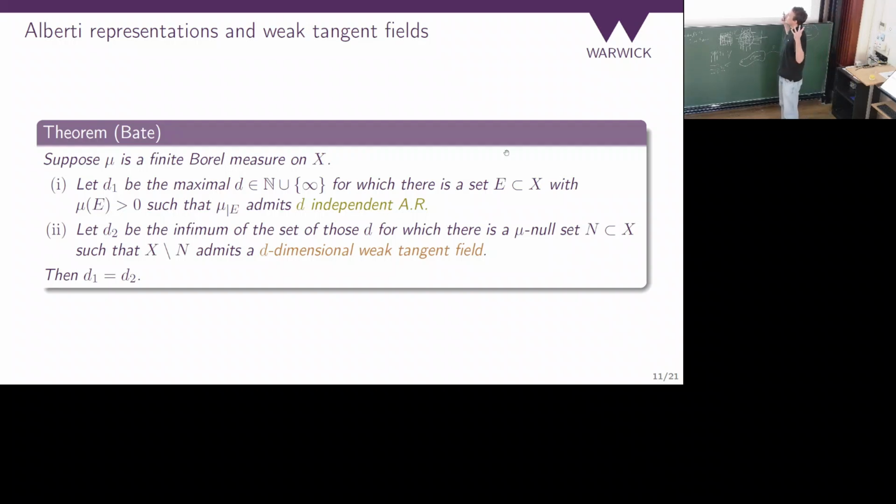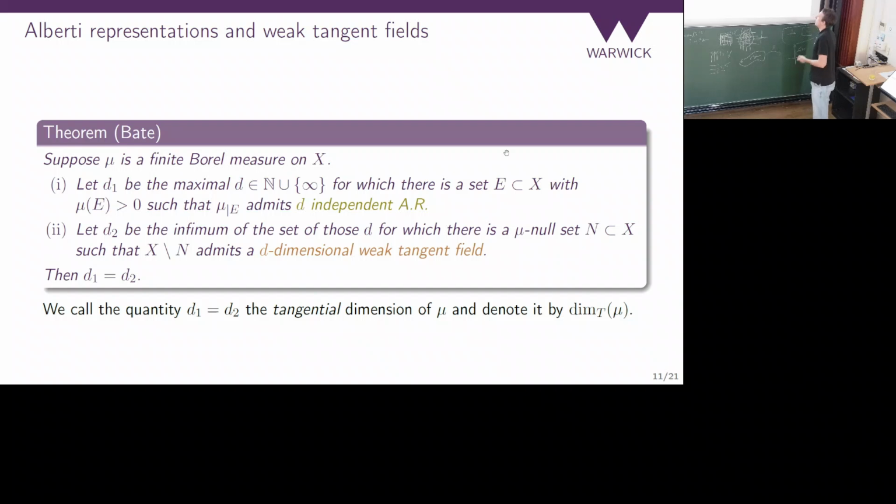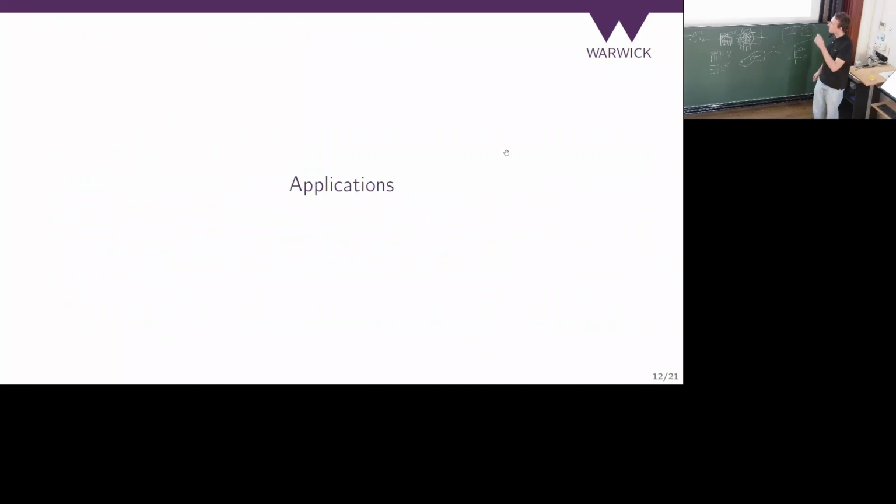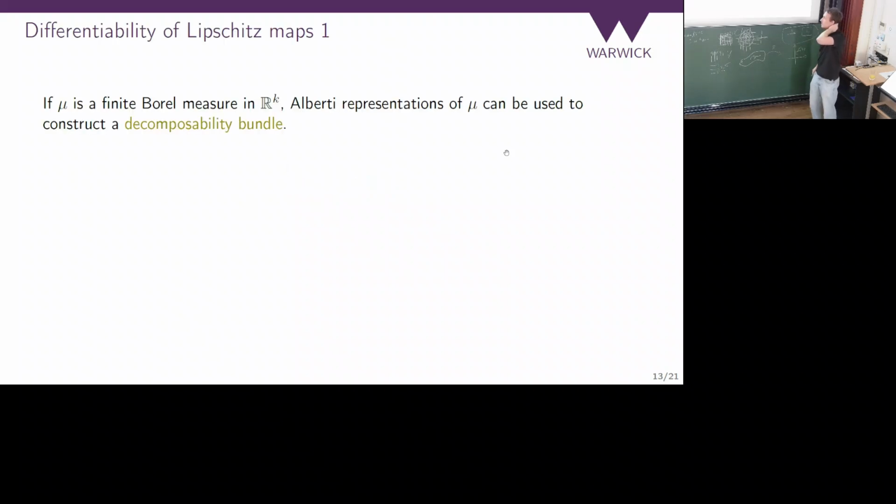Okay, so I have not told you anything interesting, right? I've told you some definitions, how they're related. Why should you be interested in these things? Oh yeah, sorry. This quantity, the same quantity, I will call the tangential dimension of mu, and denote it by dim t of mu. So what can you do with these notions? What kind of interesting results can you prove? So that's in the applications.